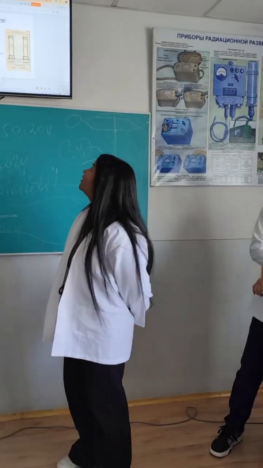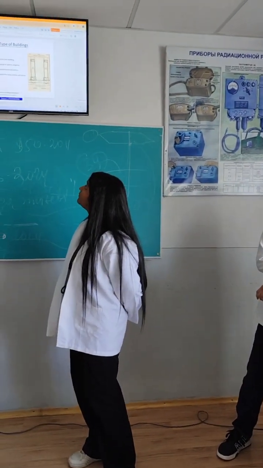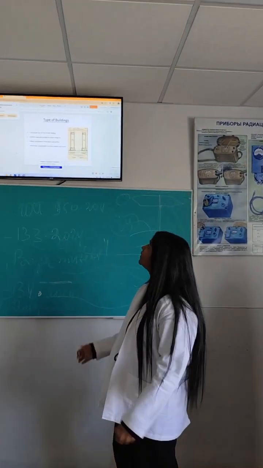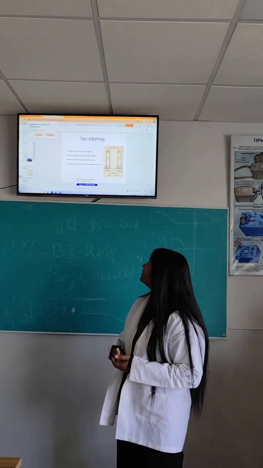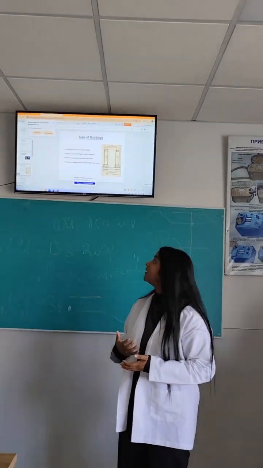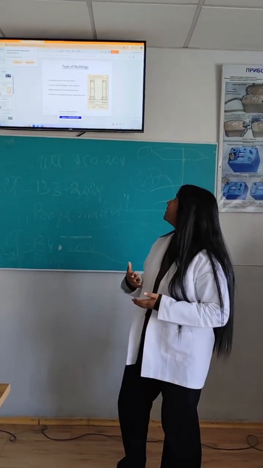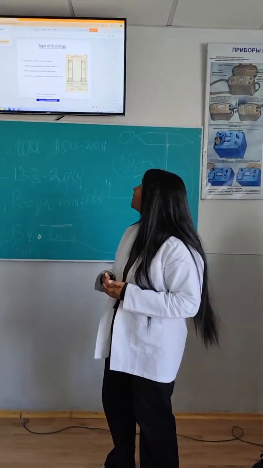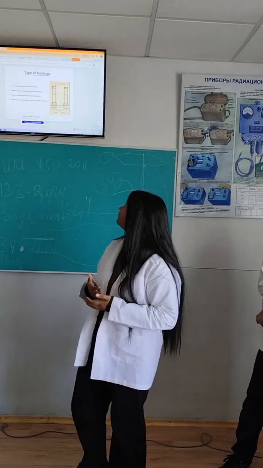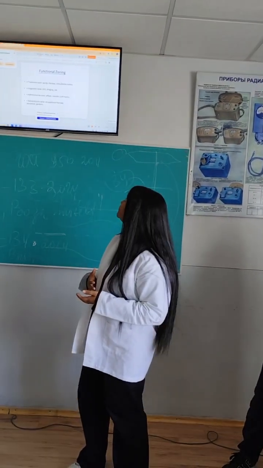Now we will talk about types of building. We have centralized buildings, all units in one main building. We have pavilions, which are separate buildings for patient categories. Mixed, which is a combination of centralized and pavilion. Preferences: mixed or pavilion for better isolation and access.